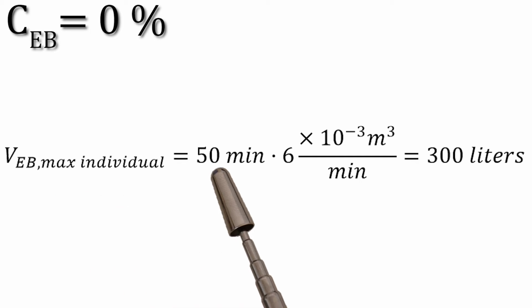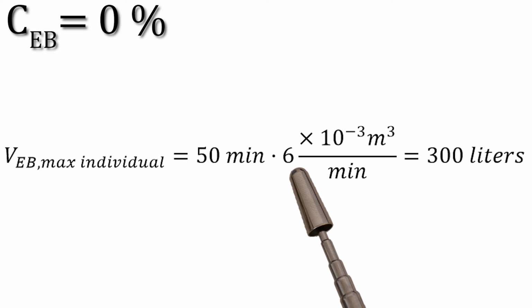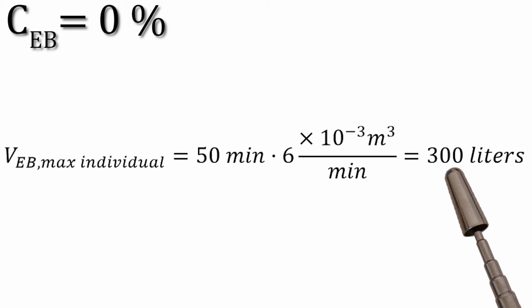That also means that there is a maximum volume of production for an individual, and that is 50 times the 6 liters per minute, which is 300 liters for a maximum volume for an individual. More possible discussion around that.